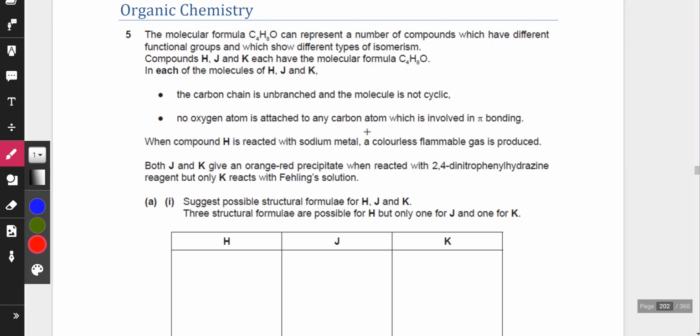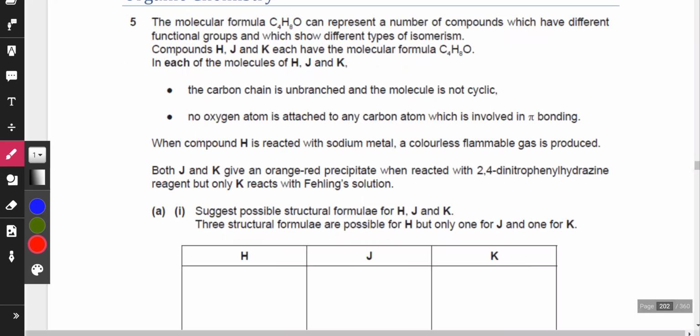he's told us a few things. He's told us that the molecules are not cyclic, which means they're unbranched as well, which means that the carbon chain is unbranched. So all four carbon atoms are basically in a straight line. Okay, it's unbranched and it's not cyclic.